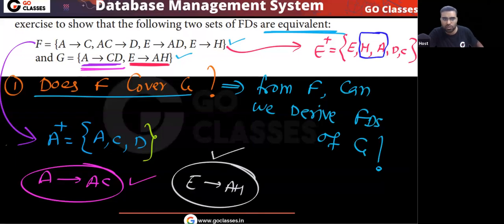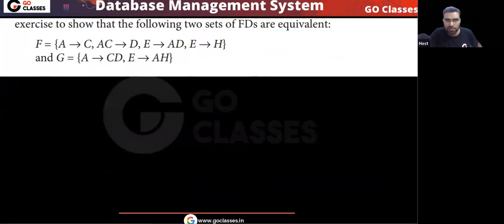So can I say that every FD of G you can derive? The answer is yes. Simple. So F covers G. We have seen that F covers G.